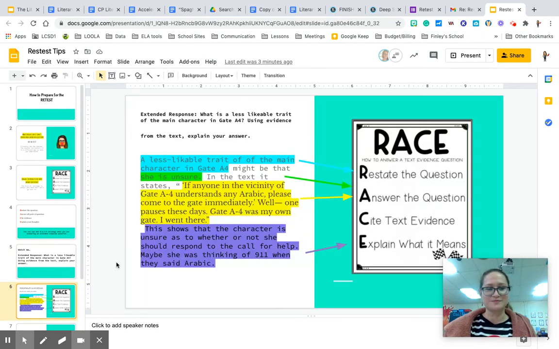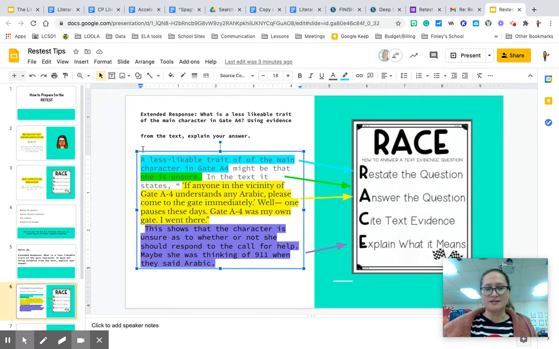All right. So guys, restating the question into a sentence format. It's asking me what is the less likable trait of the main character in Gate A4. So I'm going to write a less likable trait of the main character in Gate A4. That's going to start me off with my sentence. Now I need to answer the question right here in green. Might be that she is unsure. Okay, a less likable trait might be that she is unsure. So I did that in the same sentence, answered 2.